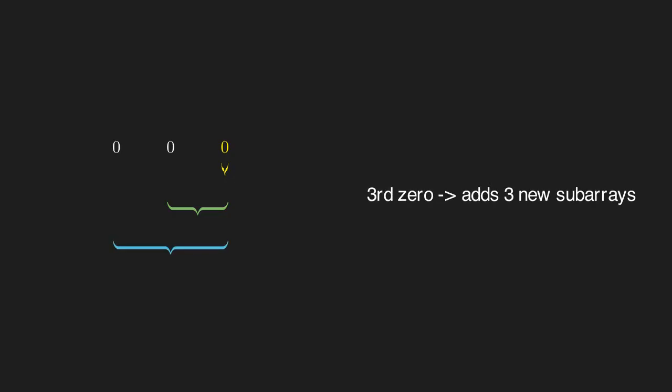Let's prove this incremental logic. Suppose we just found the third zero in a contiguous block. What are the new subarrays ending at this exact position? There is the subarray containing just this third zero, length 1. Then, the subarray containing the second and third zeros, length 2. And the subarray containing the first, second, and third zeros, length 3. Exactly 3 new subarrays. This perfectly matches the current length of the block.